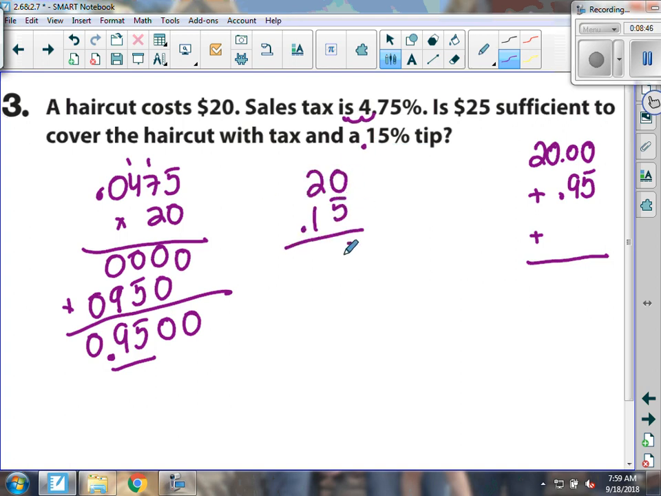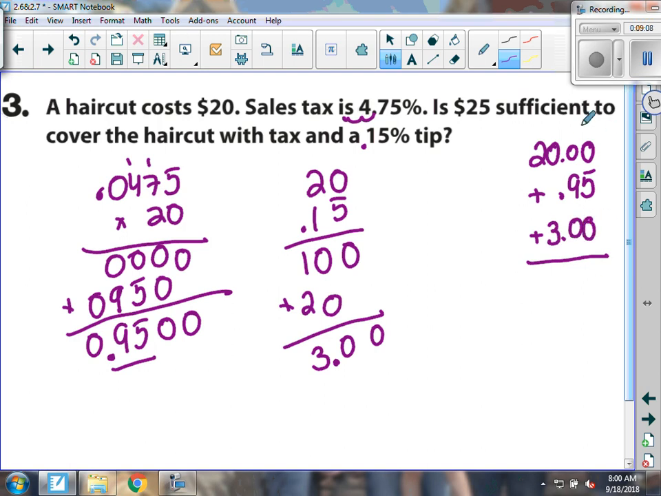5 times 0 is 0. 5 times 2 is 10. 1 times 0 is 0. 1 times 2 is 2. So I bring down my 0. 2 plus 1 is 3. I have 2 decimal places. So my tip is going to be $3. So I'll line this up.